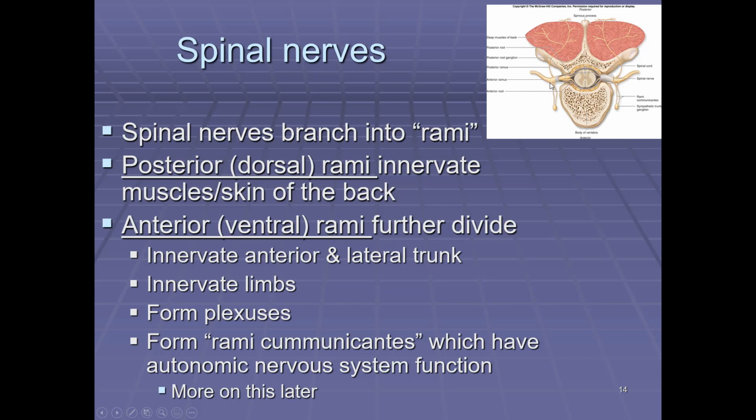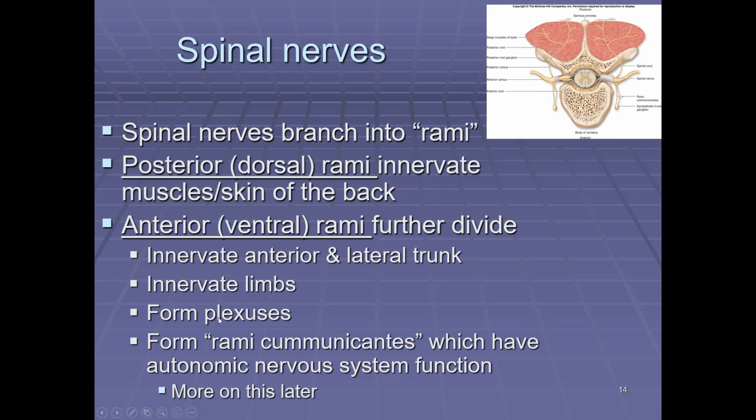The anterior ramus basically is going to form nerves that go out to the limbs. It's going to go to the front of the body and the lateral parts of the body. It's also going to have these little things coming off of it called rami communicantes. We're going to talk about those later because they have an autonomic nervous system function. But everything other than the posterior ramus falls under the umbrella of the anterior ramus.